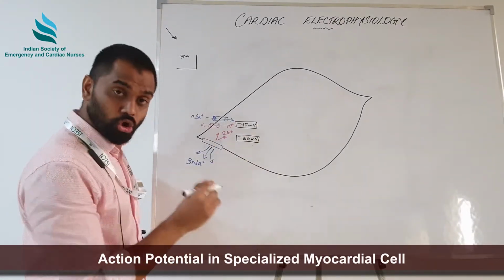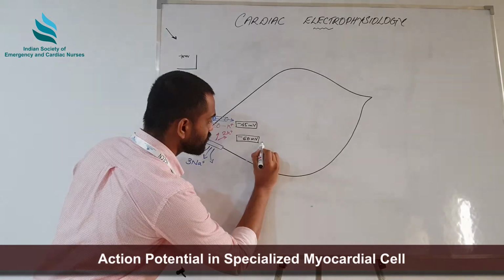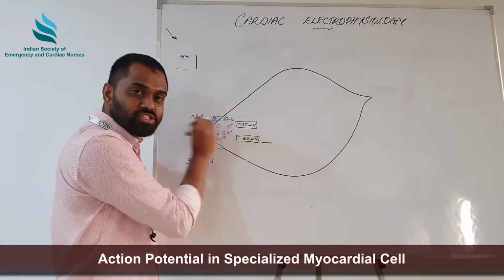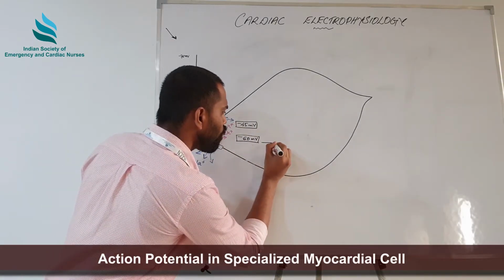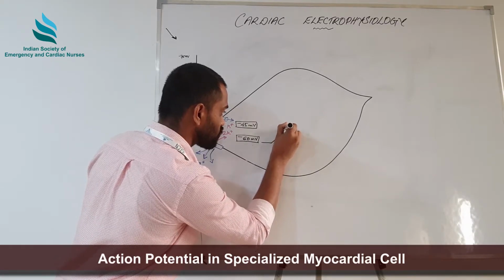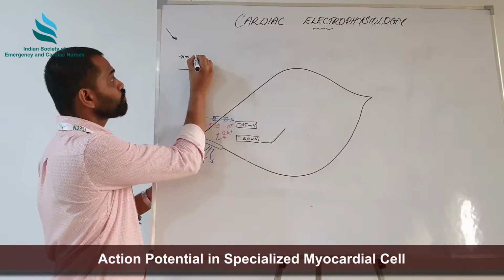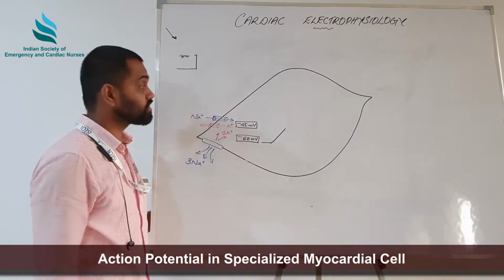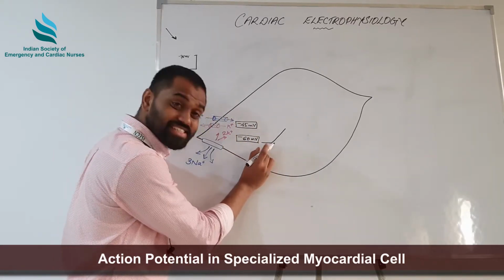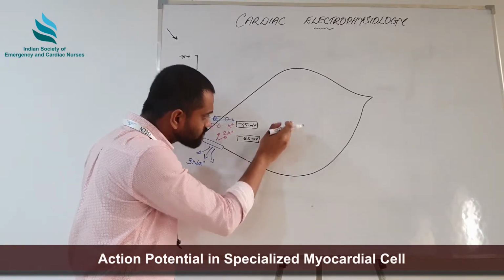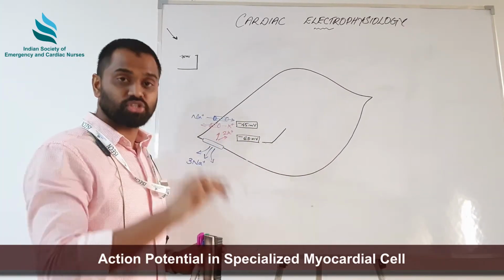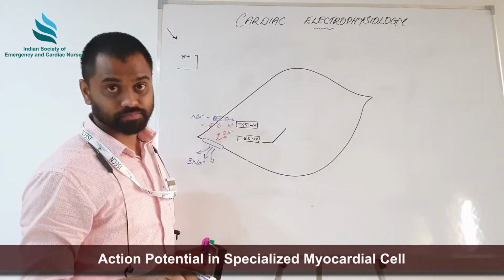But here it is a slow process. So I say this was the resting membrane potential, minus 60. Because of the leaky channels, the slow leaky channels, the resting membrane potential rises very slowly and touches minus 45 millivolts. But here it was very swift. This is for my contractile myocardium. So in the SA node, from minus 60 millivolts, it slowly rose and touches minus 45 millivolts, which is the threshold potential for a SA nodal cell.